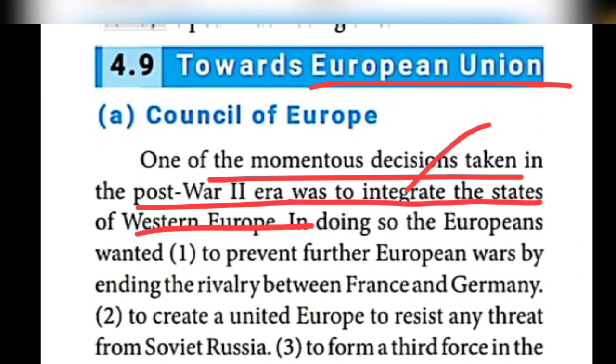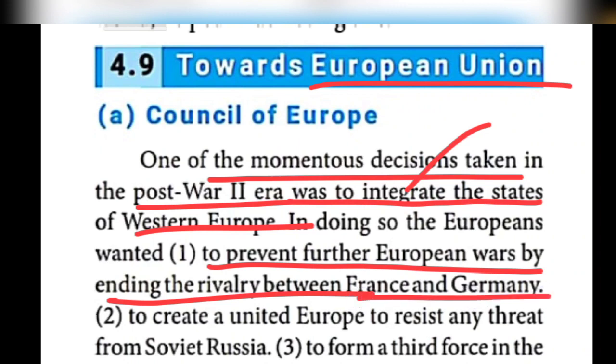In doing so, the Europeans wanted to prevent further European wars. So many wars they faced: the First World War as well as the Second World War, and under that many sub wars were there. These wars they had to prevent by ending the rivalry, the conflict, between France and Germany. So that's the first one.